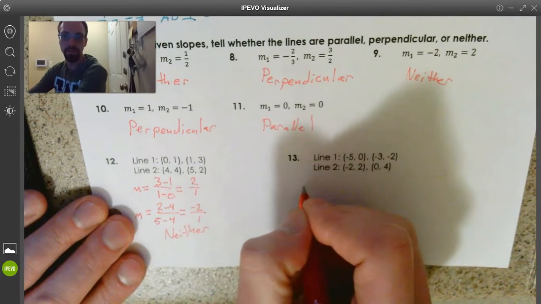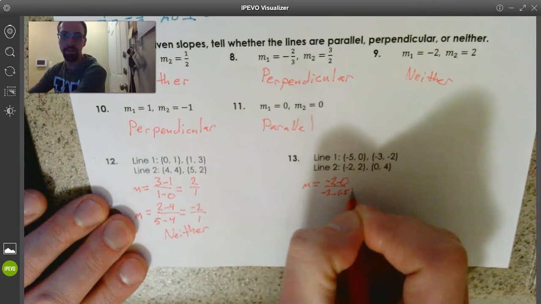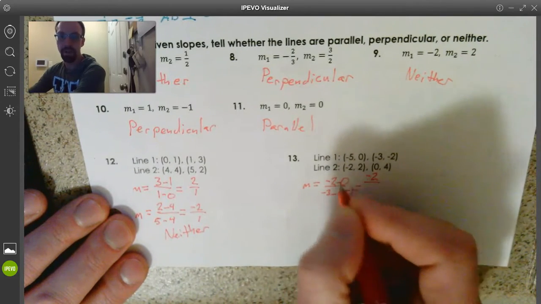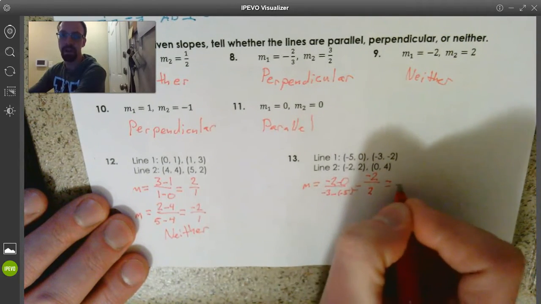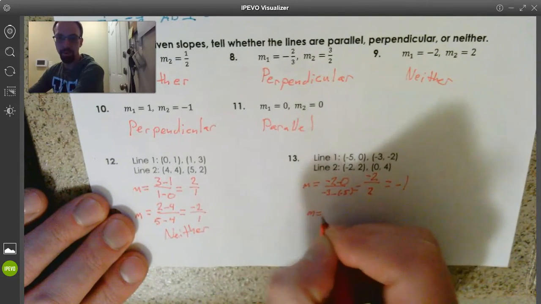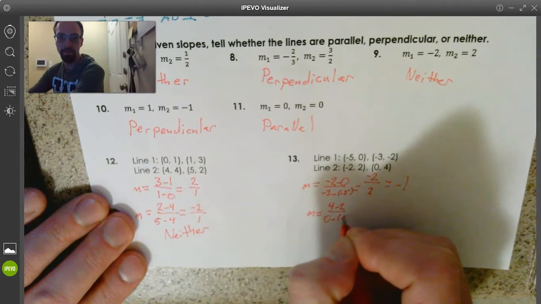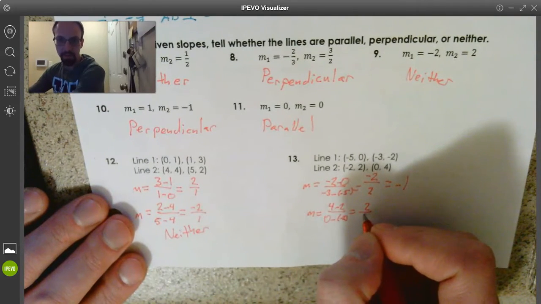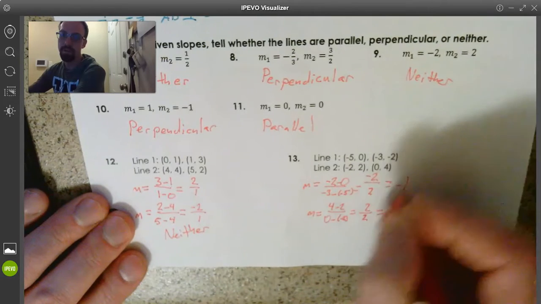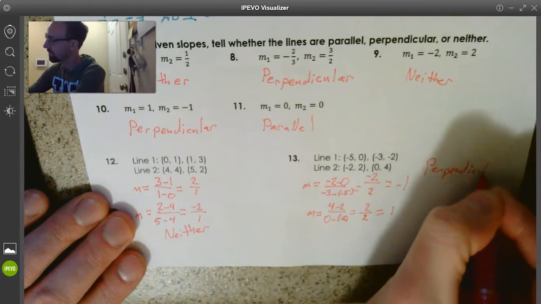And then for this one here, same idea. So we're going to find the slope. So I have -2 minus 0 over -3 minus -5. So -2 minus 0 is -2. -3 minus -5 is -3 plus 5, so that's a positive 2, so this is going to be a -1. And then the slope of my other one is 4 minus 2 over 0 minus -2. 4 minus 2 is 2. 0 minus -2 is 0 plus 2, so that is 2. This gives me 1. These are opposite reciprocals, so this is perpendicular.